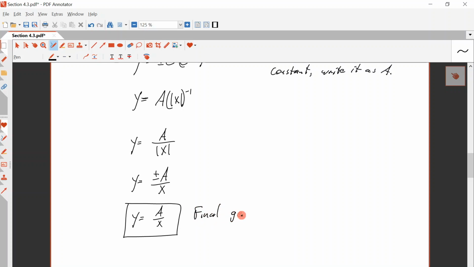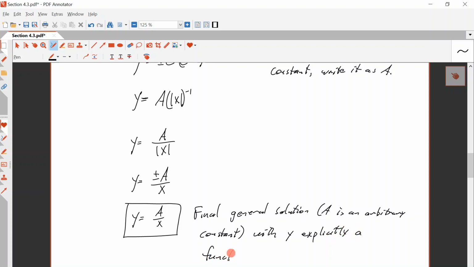Final general solution, where a is an arbitrary constant, explicitly a function of x. All right, let's try another one.